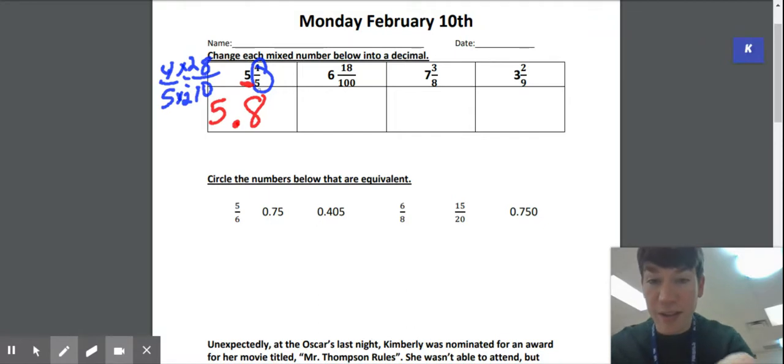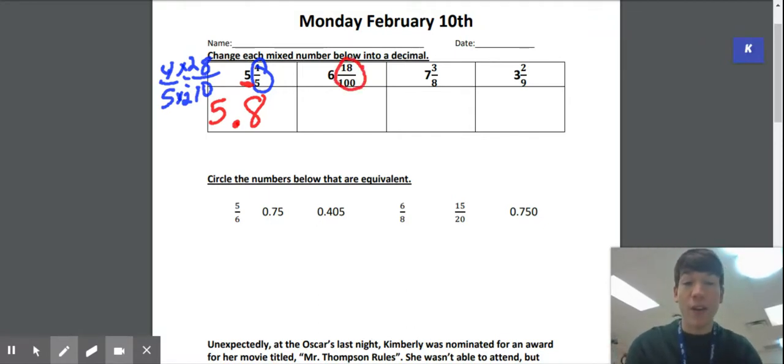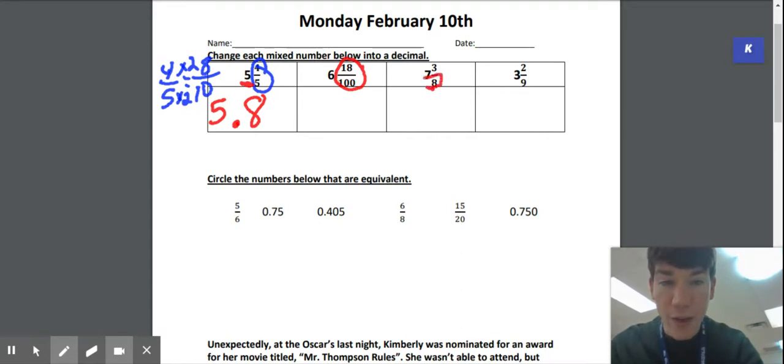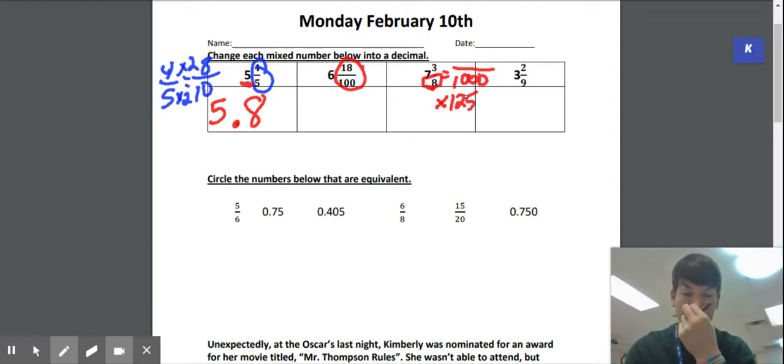You'll notice in the second number, we have a fraction that's going to be nice and agreeable for us because of the denominator. Now, I want to take a look at the last two. Remember that when we have an eighth in the denominator, we can easily change the denominator into 1,000 by multiplying by 125. Remember, whatever you do to the bottom, you're going to do to the top of that fraction.